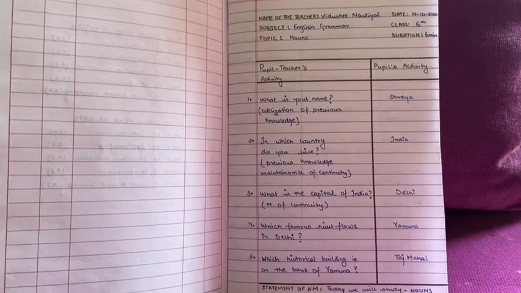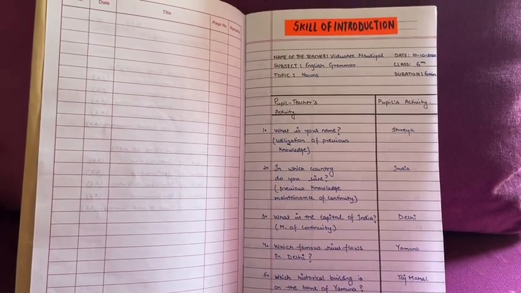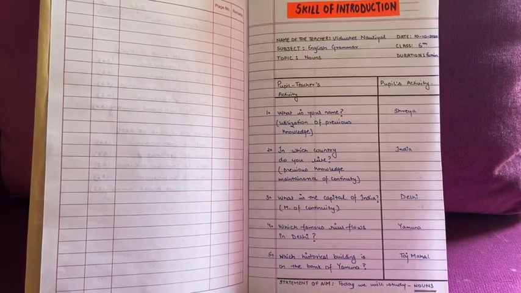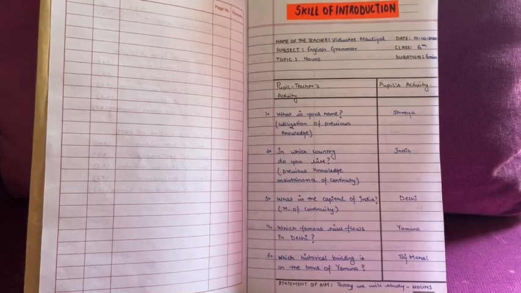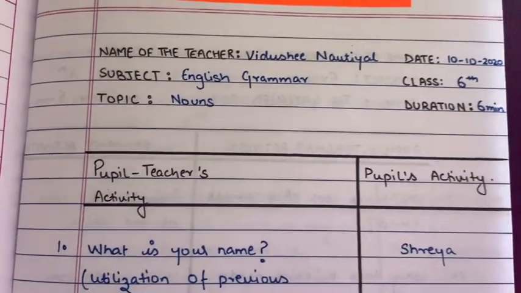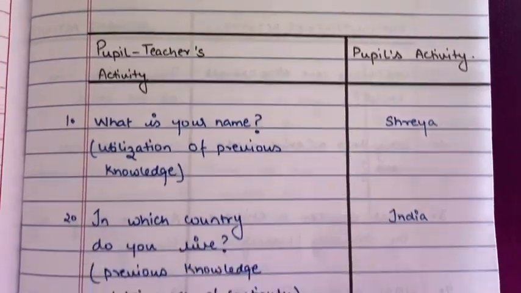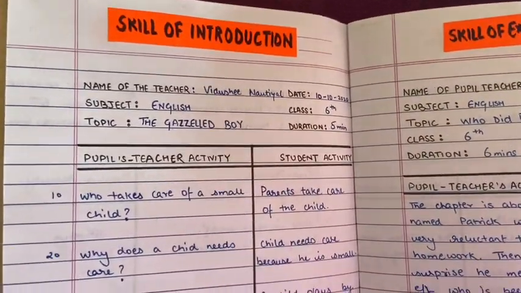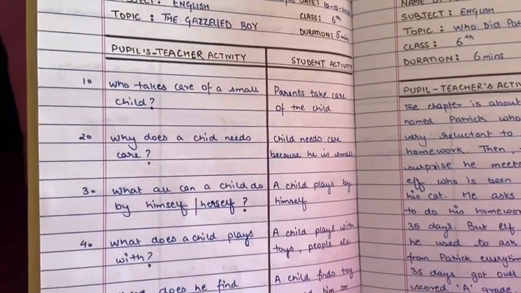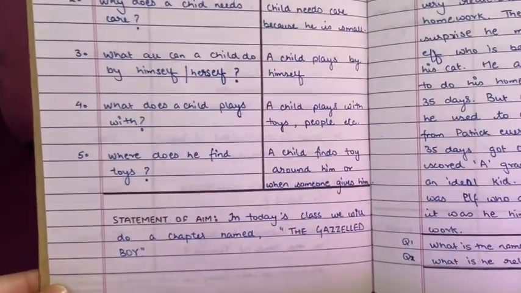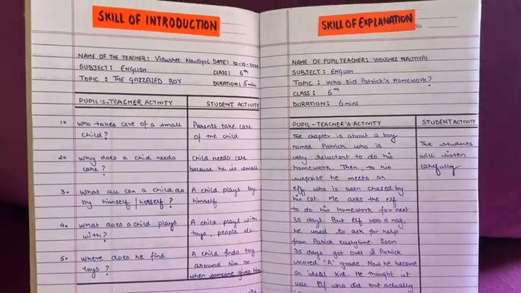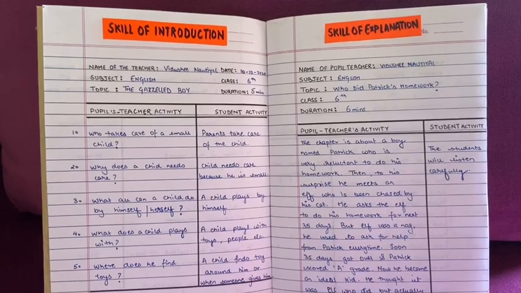Skill of introduction is when you introduce the topic to the students, and you have to ask a minimum of 3 questions, which can vary between 3 to 5, and get the child to that particular topic which you will be teaching in the class that day. If you are teaching nouns, you can ask a few questions related to nouns and make sure that by the end of the 3rd or 5th question, the child gives some answer related to nouns.